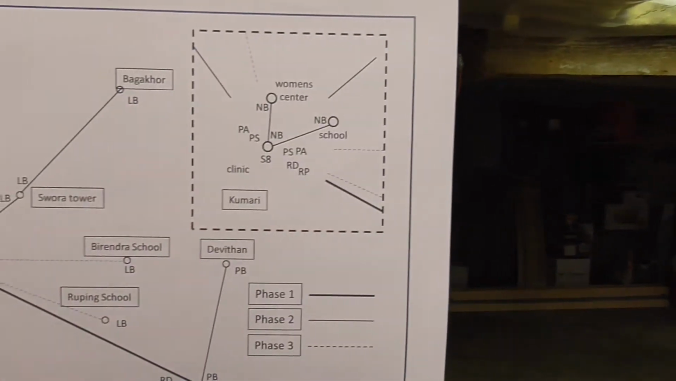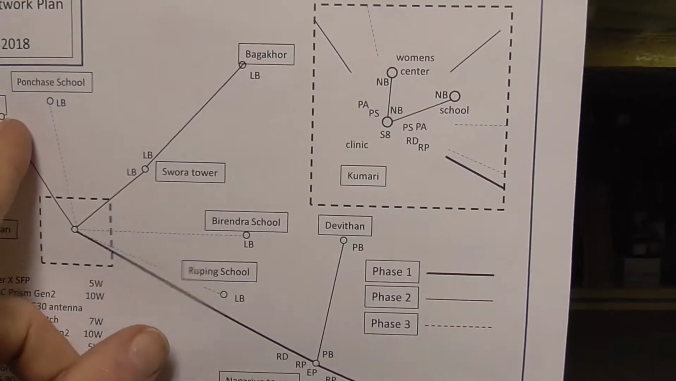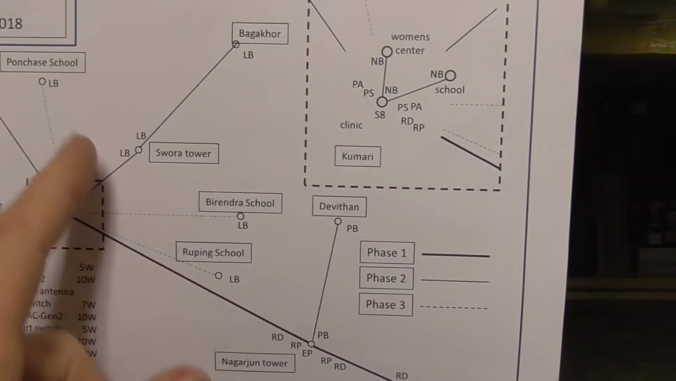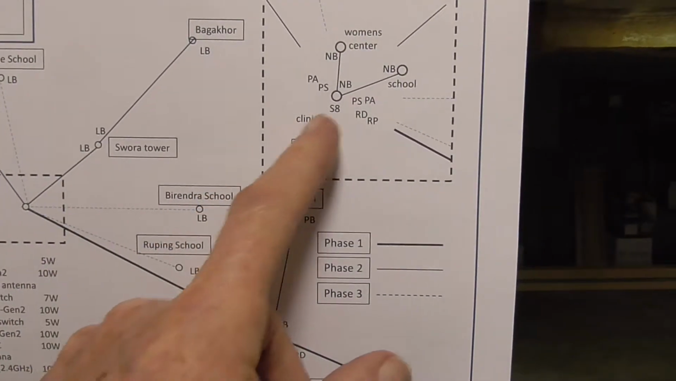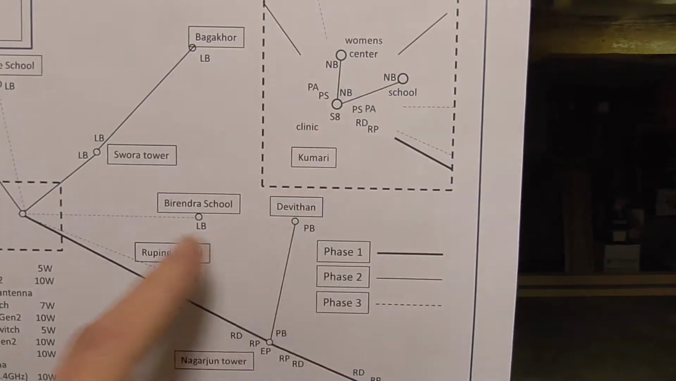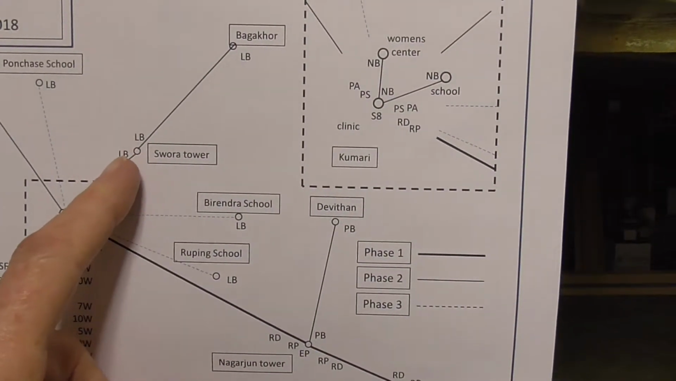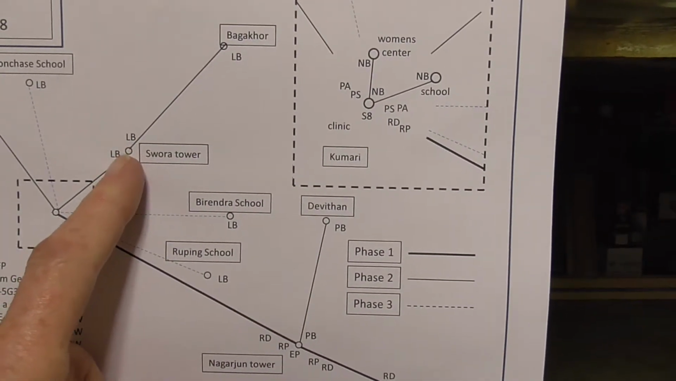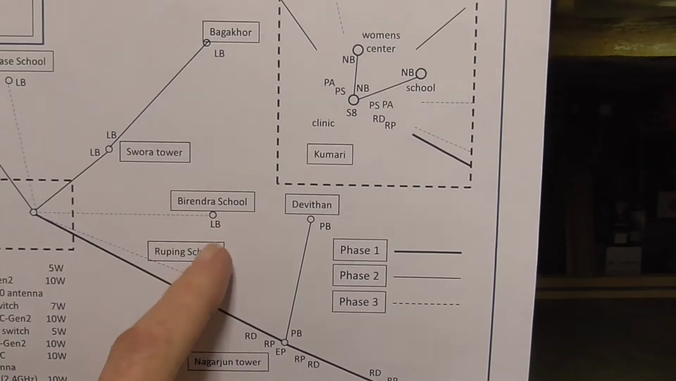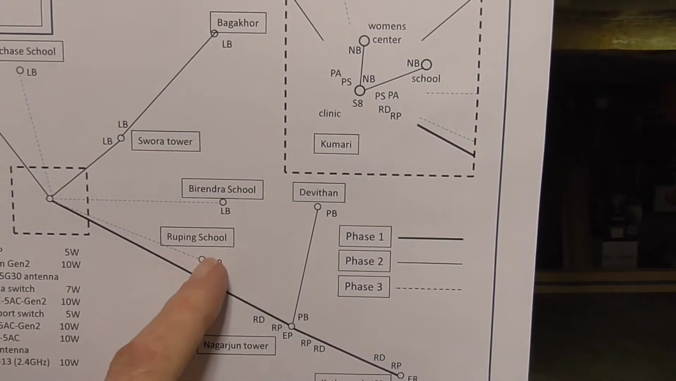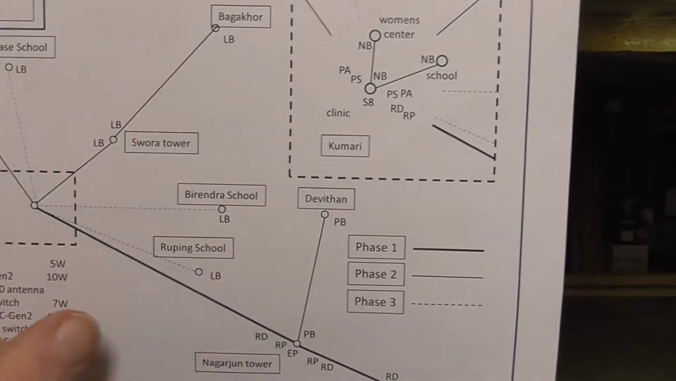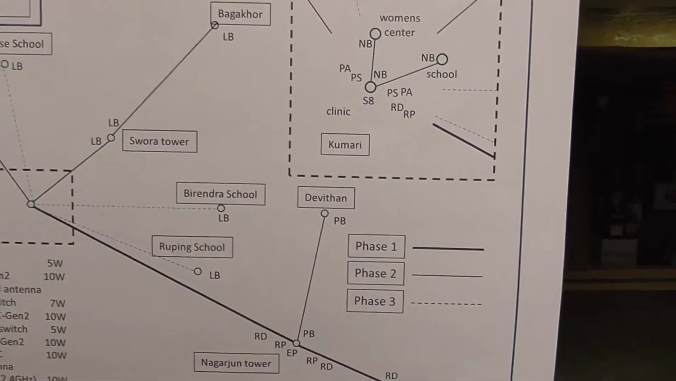and they provide service, and one sector provides service out to the village of Bial and to Panchasi school, and the other sector antenna here provides service effectively to Bagakur via the Swara Tower here, but also to Barindra School and Ruping School. These villages have a pharmacy in them, and that's where the service is going in.